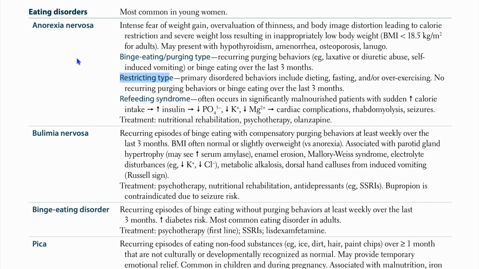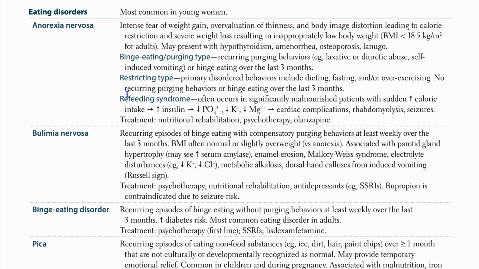Restrictive type: its primary disordered behaviors include dieting, fasting, and/or over exercising. There is no recurring purging behavior or binge eating over the last 3 months. So in restricting type, that's normally what we think of when we are thinking of anorexia nervosa.